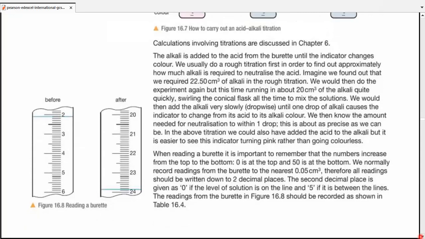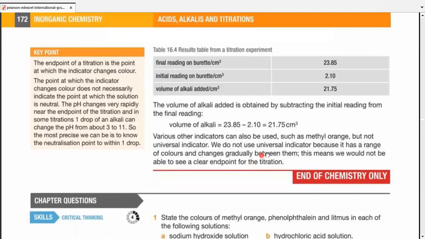Let's take a look at table 16.4. So that's 2.10 and 23.85. The rough titration told us about 22.5, but the exact accurate titration gave us 21.75, which is pretty accurate. The volume of alkali added is this one.